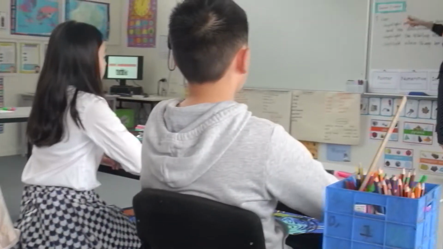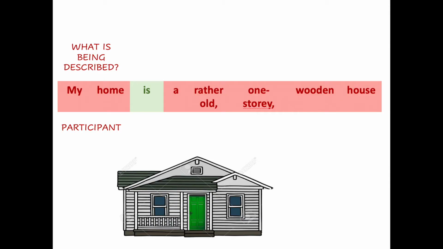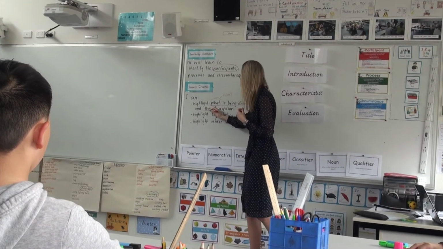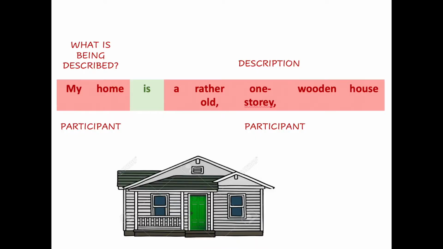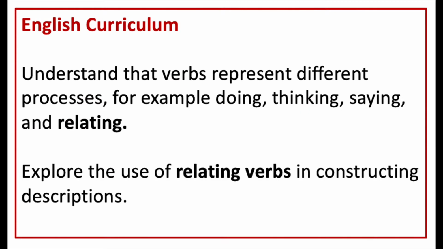So we're going to look at the participants. So we're going to highlight what is being described. So we're looking at what. And we're also going to be highlighting the description. Rebecca points out that in descriptions, the participants are often linked together by relating verbs, such as the verbs is and has, as found in the curriculum.